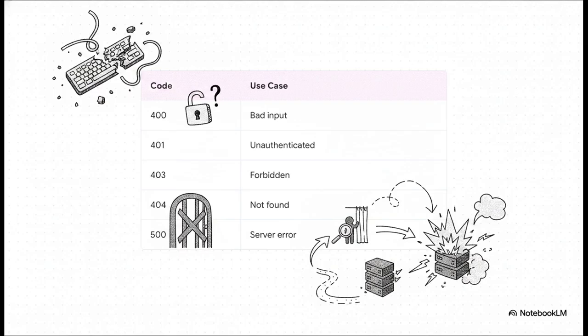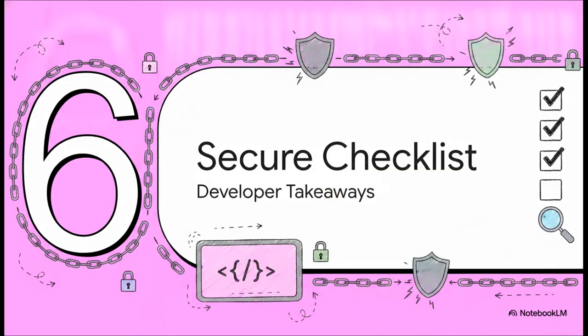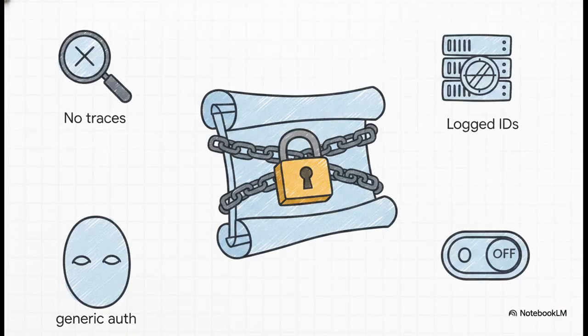All right, Section 6, the Secure Developer Checklist. Let's wrap this up. Let's bring this all together. Here are your absolute non-negotiable takeaways. Never expose stack traces to users. Just don't do it. Always log detailed errors server-side using the reference ID pattern. Reveal absolutely nothing specific in authentication errors. Ensure debug mode is off in all production environments. And finally, always use global error handlers as your safety net. Error handling is all about not handing over your application's blueprint.